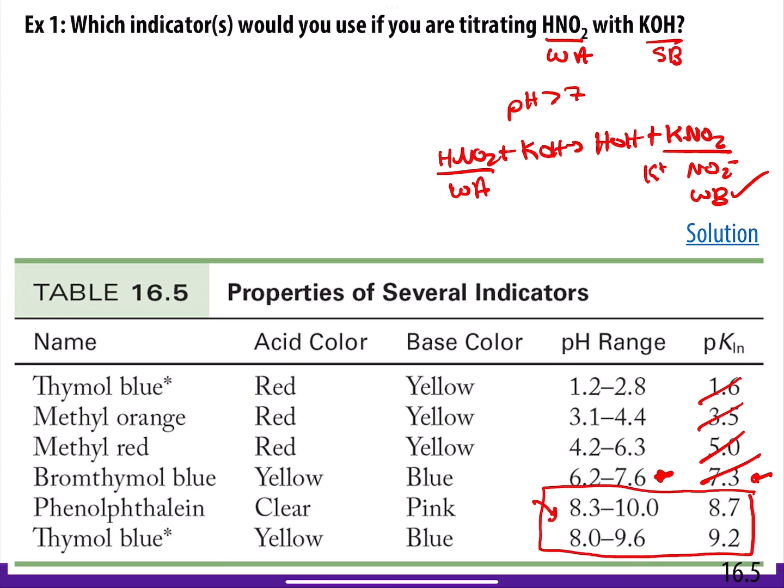Since their color changes really start at around a pH of 8, that should be comfortably in that region where we're in the steep part of the curve and where we can start to see the equivalence point and not just the buffer region pH change.